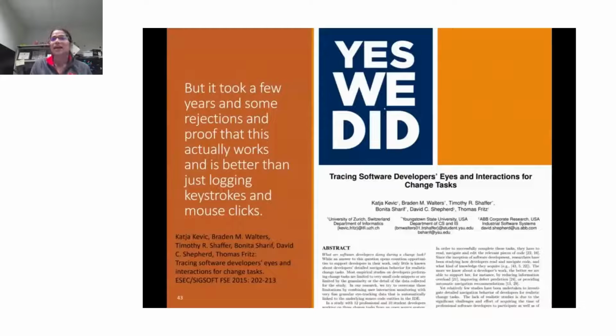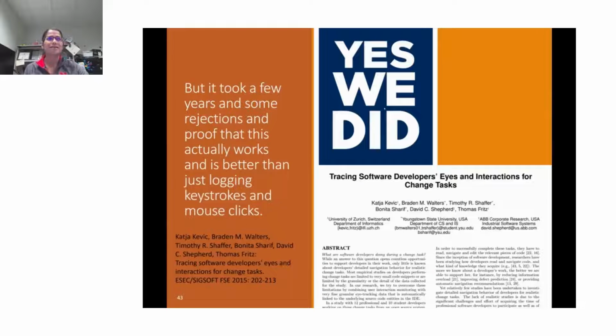But we had to provide proof that what we got from eye tracking was much more than just key interactions and mouse clicks. So we did this study. This was published in FSE 2015. I was in Ohio at the time. I went with my student to NC State, to ABB, and we spent a week there. We collected data from professional developers and students.